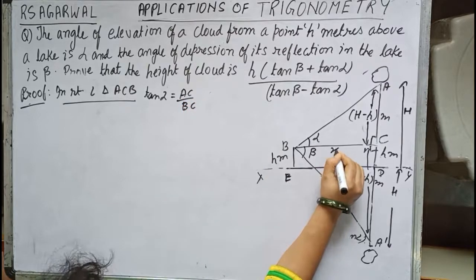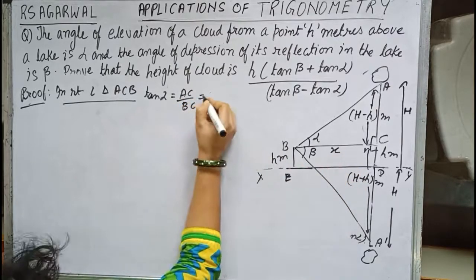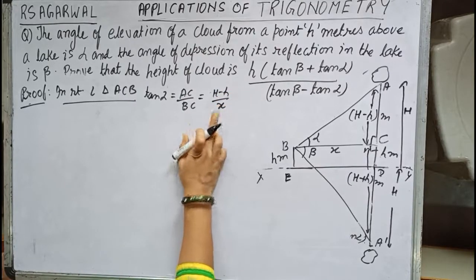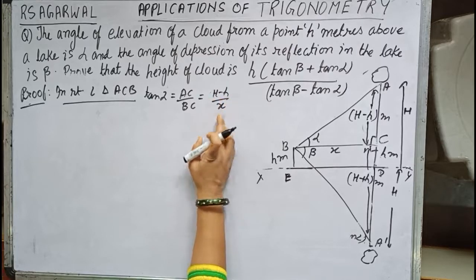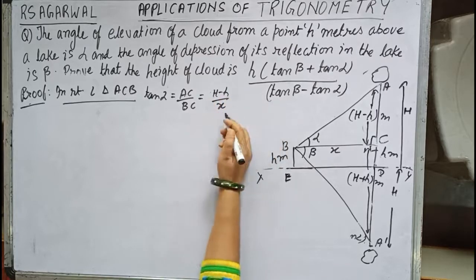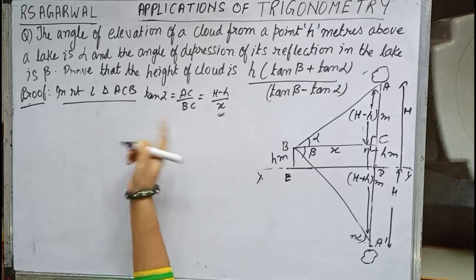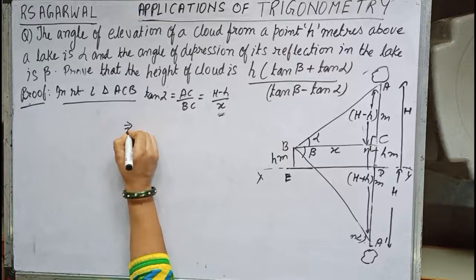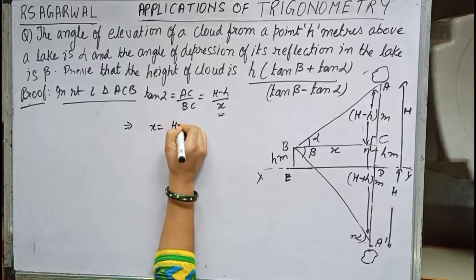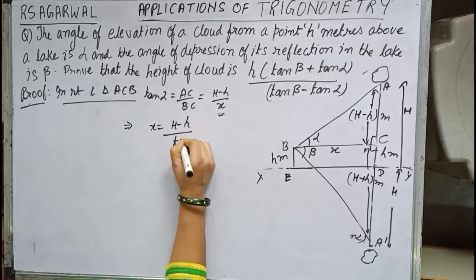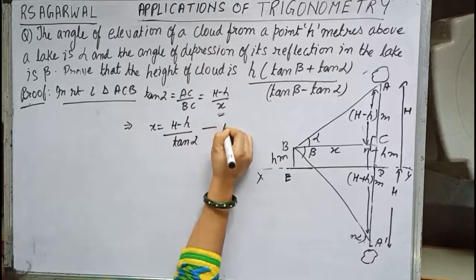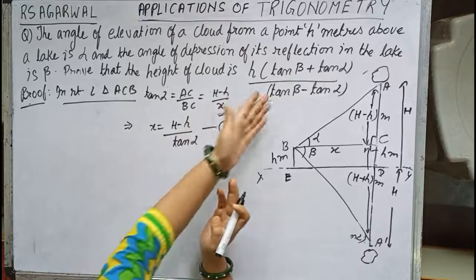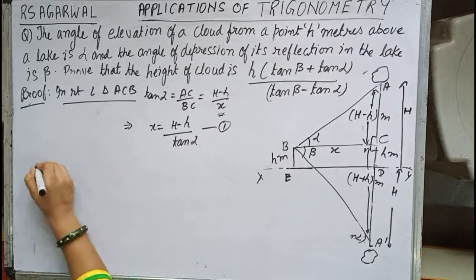Now if I suppose this as x, we can write tan alpha equals AC by x, that is capital H minus small h by x. Now I need small h, but I want to prove capital H equals this much, and I don't need this small x. So we can write x in terms of the other terms. So this implies x equals capital H minus small h by tan alpha. I think you understand what I want to say. What I mean is that we want to eliminate x because x is not needed in the required to prove part.